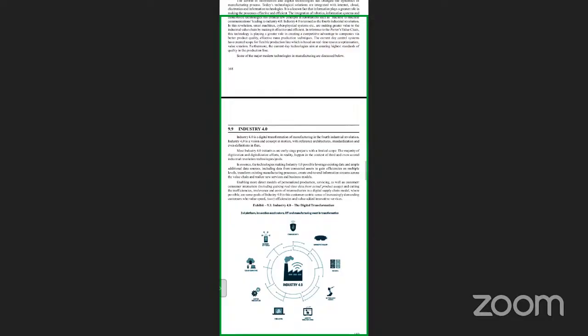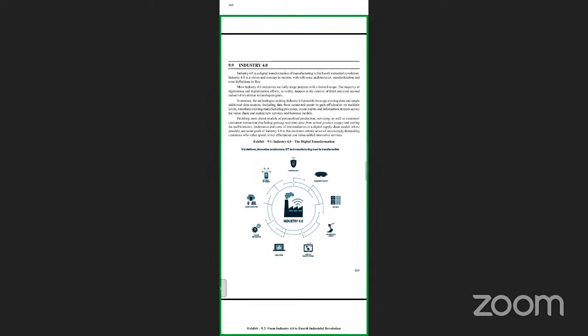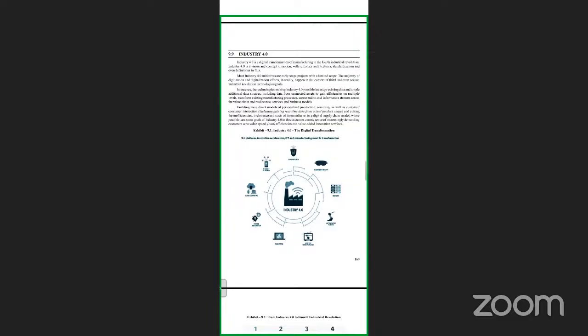There is a possible leverage of existing data and ample additional data sources, including data from connected assets, to gain efficiencies on multiple levels, transform existing manufacturing processes, create end-to-end information streams across the value chain, and realize new services and business models. This enables more direct models of personalized production, servicing, and customer interaction, and cuts the inefficiencies, irrelevance, and cost of intermediaries in the digital supply chain model where possible.